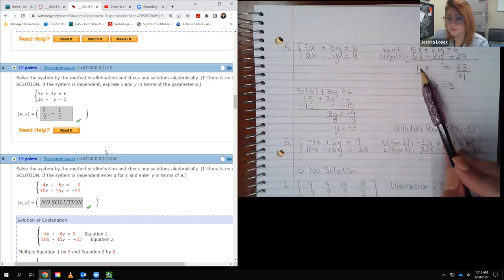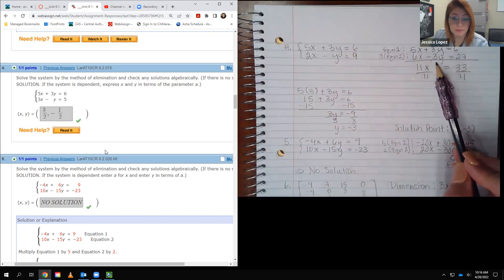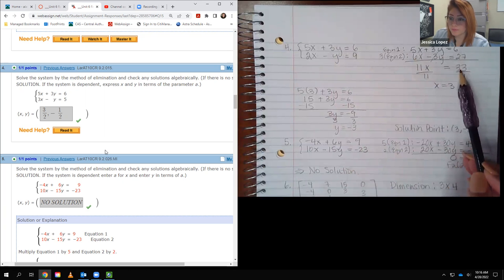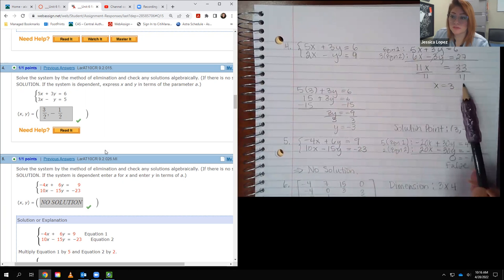So I combine my like terms here, those would cancel out or eliminate. And then here I get 33. Then to solve this equation, I would divide both sides by 11.